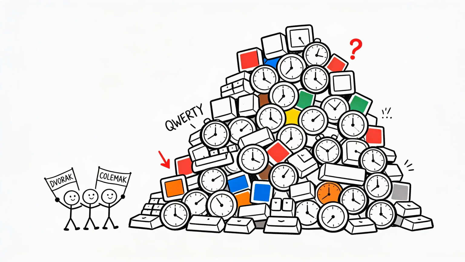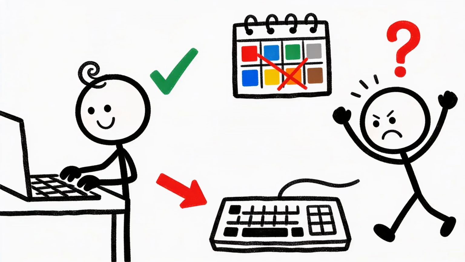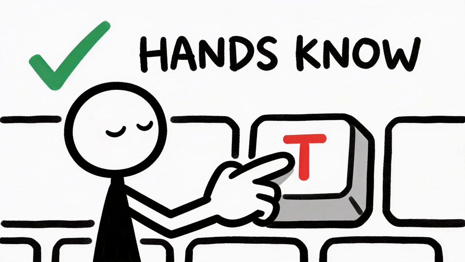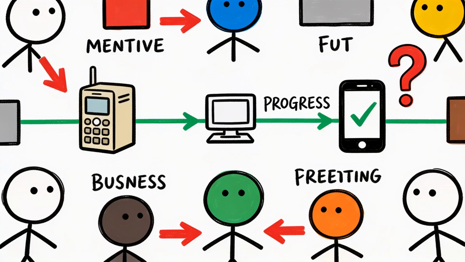Even today, alternatives like Dvorak and Colemak have enthusiastic communities. Some programmers, writers, and enthusiasts swear by them. Others try them for a few weeks before giving up because switching is surprisingly difficult. Not because the layouts are bad, but because your brain has quietly memorized thousands of tiny finger movements over years of typing. You're not thinking about where the T key is. Your hands already know. And perhaps that's the biggest twist of all.